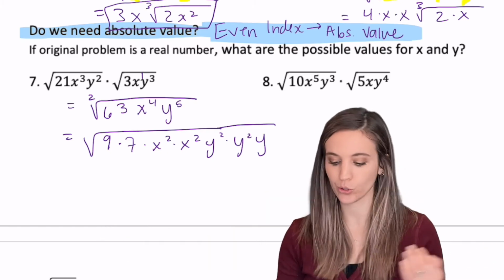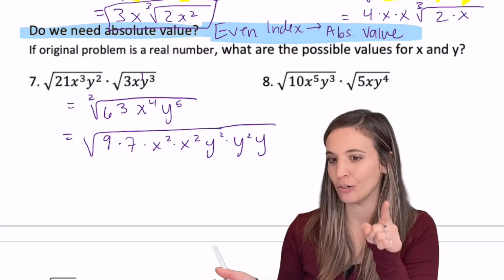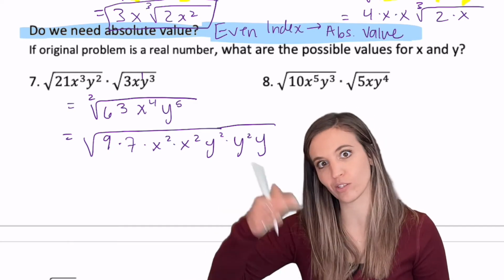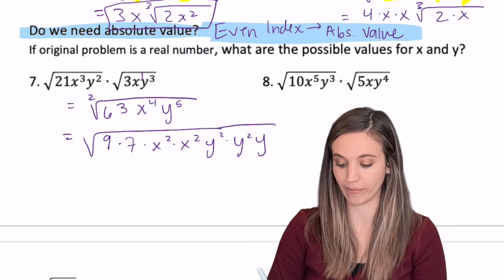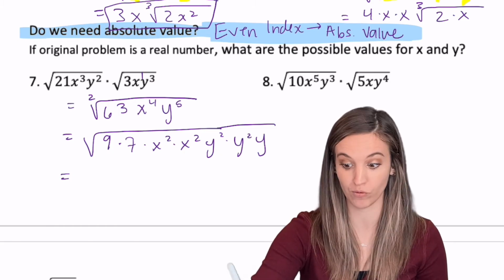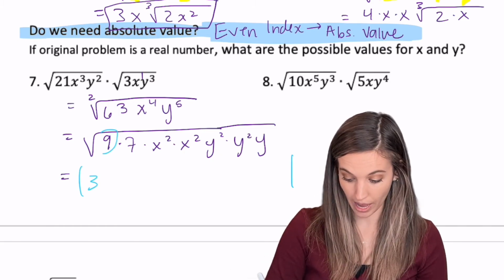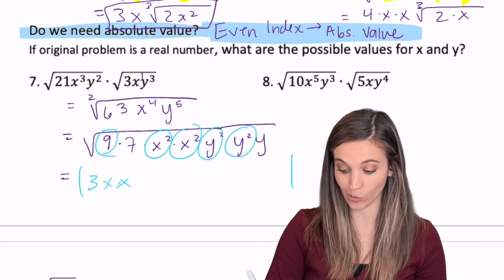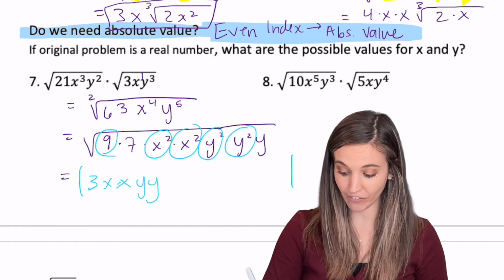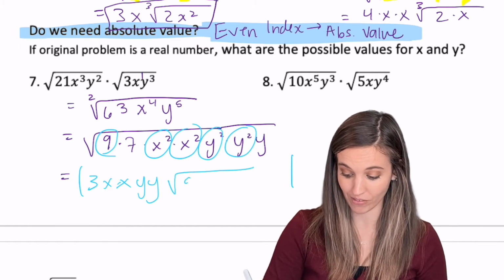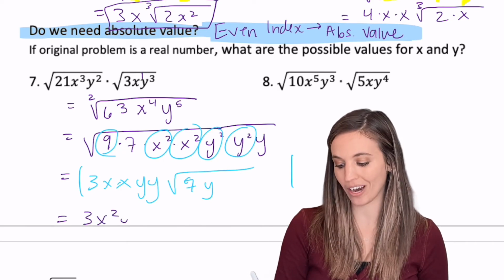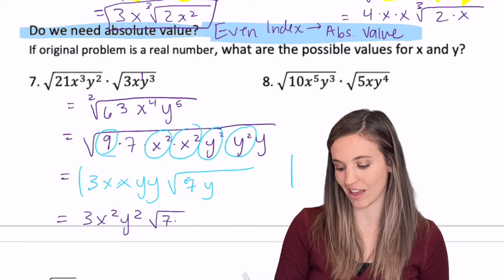So 63 is really 9 times 7, so that 9 could be 3 squared, and then I've got x to the 4th, so x squared, y to the 5th, y squared, y. All right, now it's time to take my square root, absolute value bars. 3, I can bring out x squared, so that's x times x. Y squared, so y times y. And left in my square root, I'm gonna have 7y. So I get a positive 3 x squared, y squared, square root of 7y.